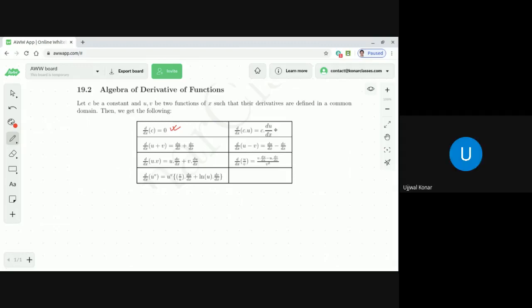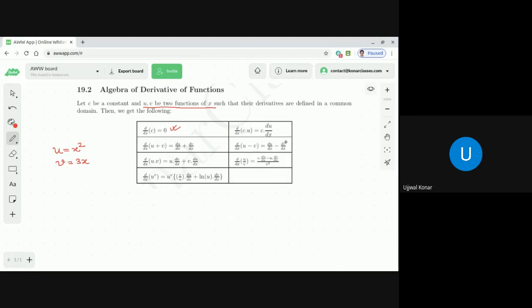The second one, dear students, is d/dx of c into u. By the way, what is u? u and v, we are assuming, are two functions of x. Let's take u is equal to x square, and v is equal to, suppose, 3x. We'll see all these formulas by means of this. So d/dx of c into u is equal to c into du/dx. Correct or not? Why? That constant we can always take outside of the differentiation.